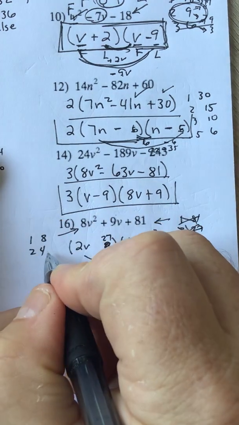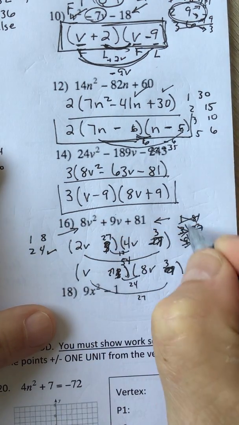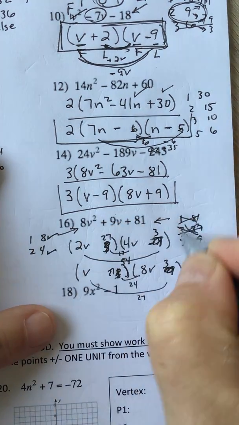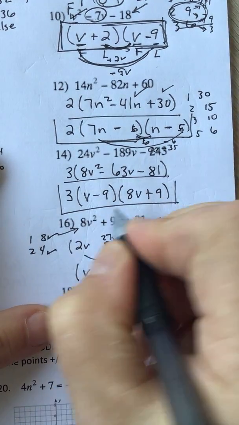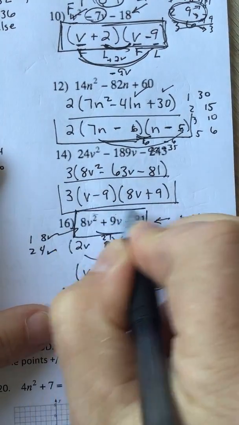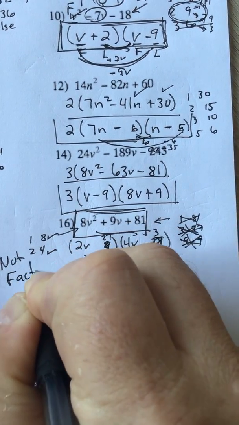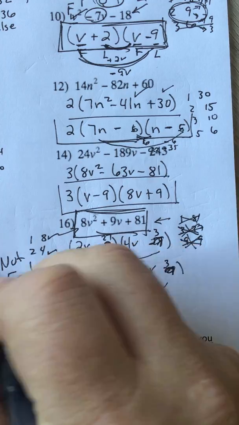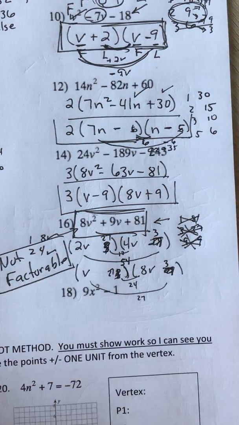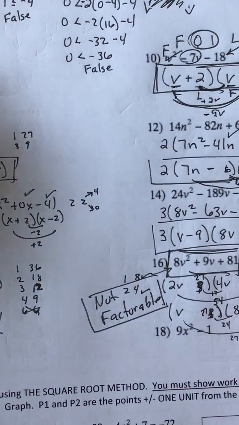So I used up all the combinations of 2 and 4 with all of these, and I tried 1 and 8 with all of these. None of them made a middle term of 9. This one is not factorable. That one does not come apart.